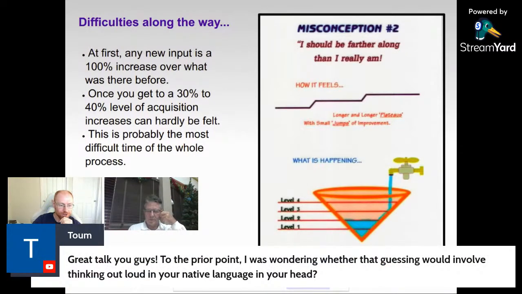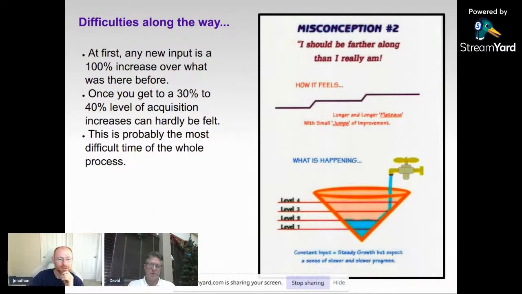So here we have a question. Great talk, guys. To the prior point, I was wondering whether the guessing would involve thinking out loud in your native language in your head. I think that's part of something adults do that gets in the way.